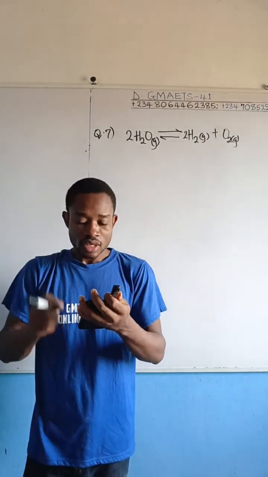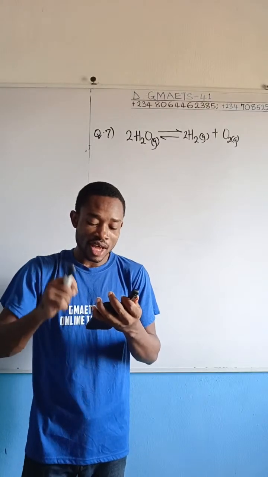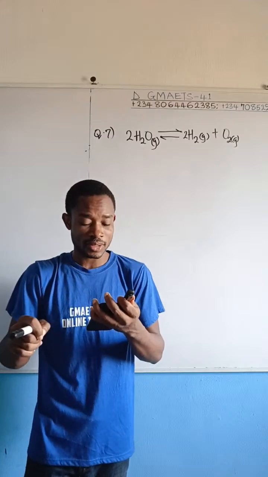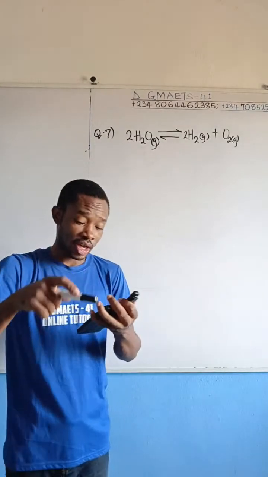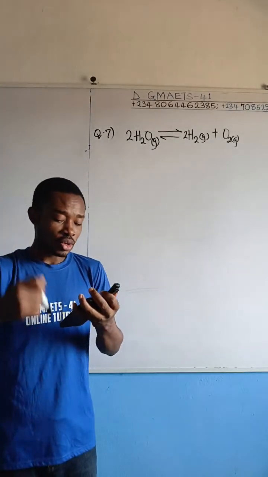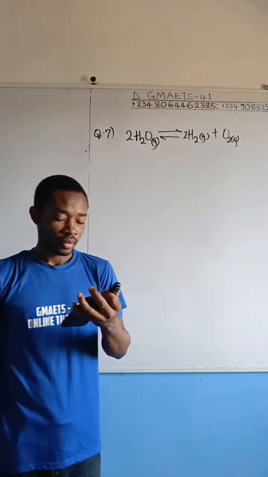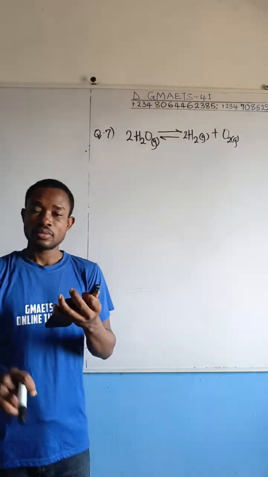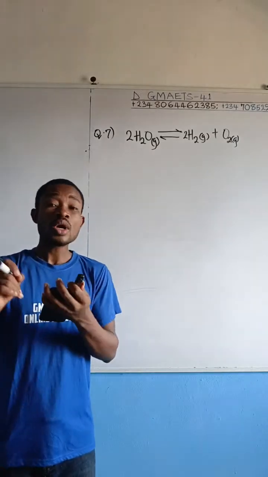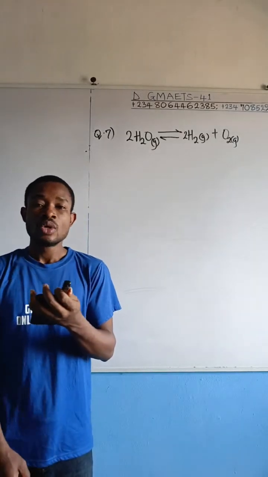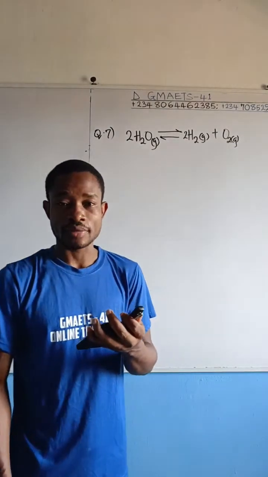Given that the forward reaction, in brackets, the conversion of left-hand species to right-hand species, is endothermic, which of the following changes will decrease the equilibrium amount of water?